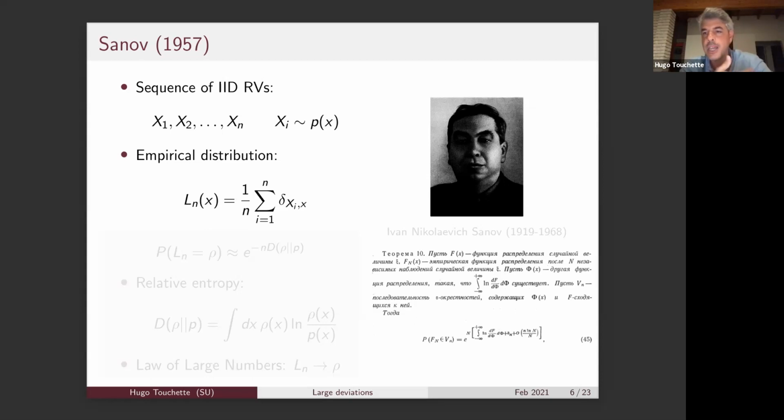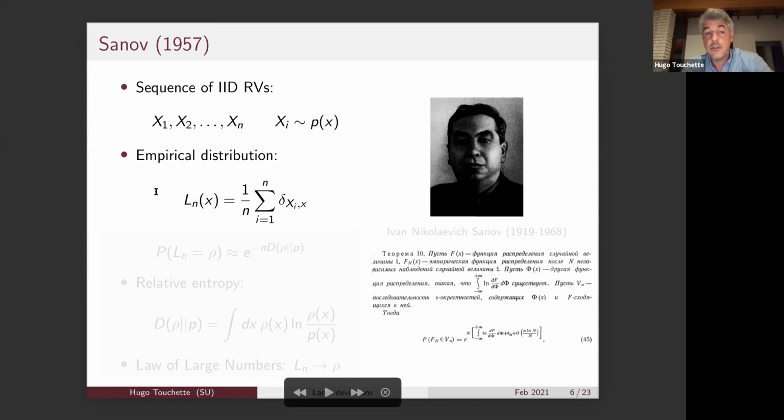So imagine, for instance, that you have a binary sequence. You have a bunch of zeros and ones that you throw at random with some probabilities, and then you want to count the number of zeros in the sequence you have and the number of ones. So you can make a vector out of this, the fraction of zeros, the fraction of ones. So this is the empirical distribution. This is the sum of the number of times in the sequence that you see a certain symbol X.